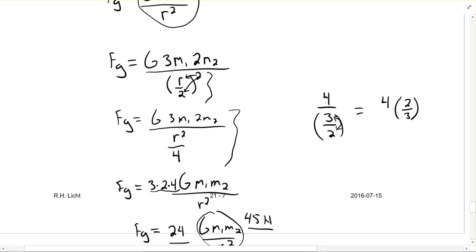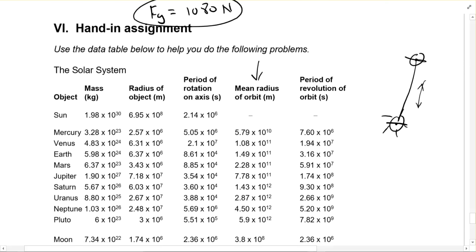So try it out in your calculator. If you go 4 divided by 3 over 2, and then 4 times 2 divided by 3, it's the same thing. You get the same answer, right? If you put the brackets here when you do that calculation. Okay, so I'm going to end that there.